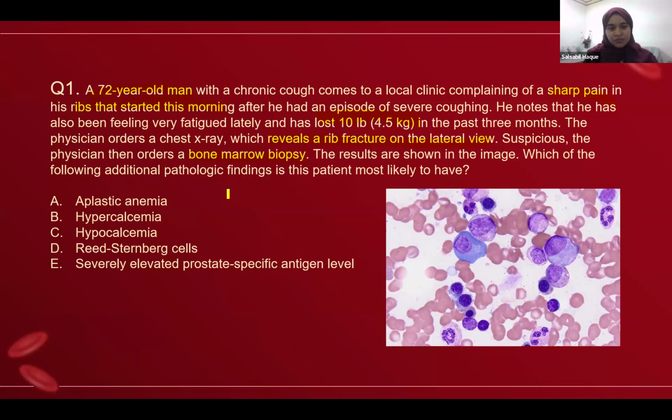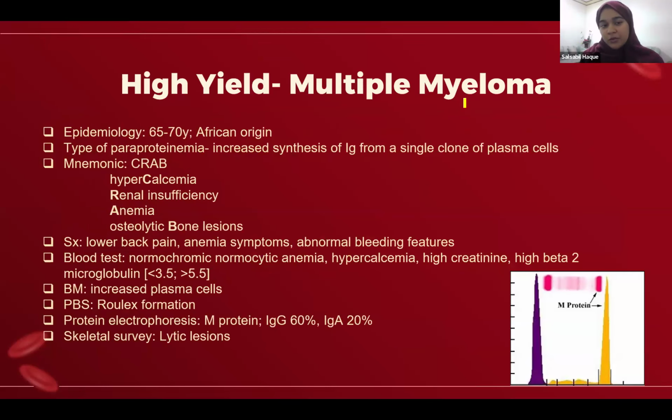Okay, so let's go over multiple myeloma quickly. Yep, the answer is B. Multiple myeloma happens mostly in 60 to 70 years of age and mostly in African people. To remember the characteristics of multiple myeloma, you can remember the mnemonic CRAB. CRAB stands for hypercalcemia, renal insufficiency, anemia, and osteolytic bone lesions.